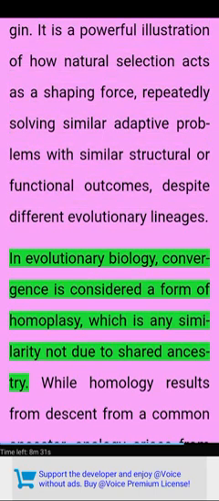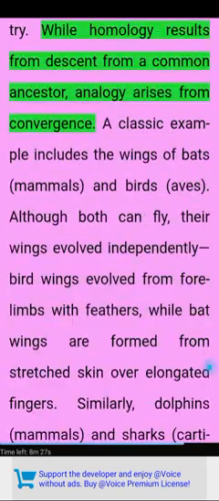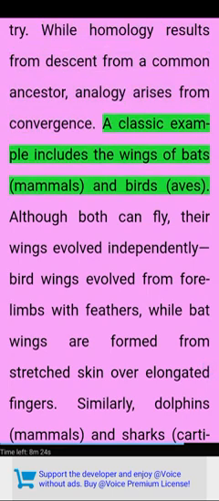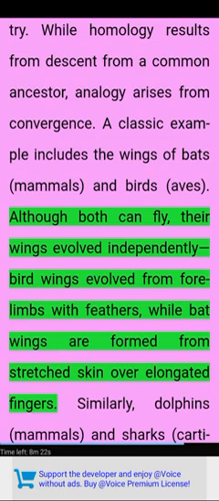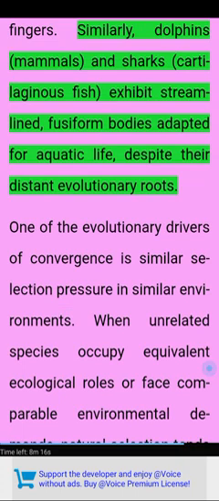In evolutionary biology, convergence is considered a form of homoplasy, which is any similarity not due to shared ancestry. While homology results from descent from a common ancestor, analogy arises from convergence. A classic example includes the wings of bats, mammals, and birds. Although both can fly, their wings evolved independently. Bird wings evolved from forelimbs with feathers, while bat wings are formed from stretched skin over elongated fingers. Similarly, dolphins, mammals, and sharks, cartilaginous fish, exhibit streamlined, fusiform bodies adapted for aquatic life, despite their distant evolutionary roots.